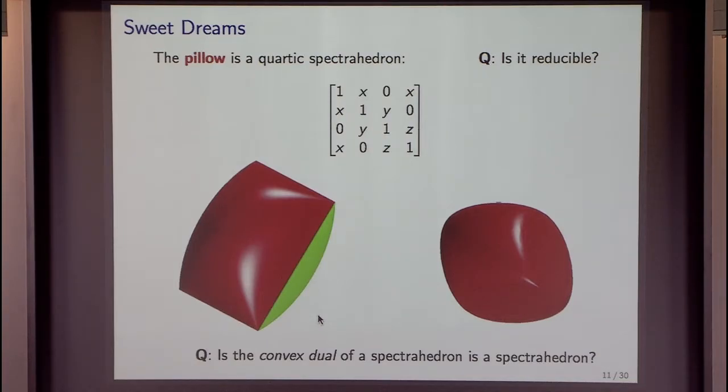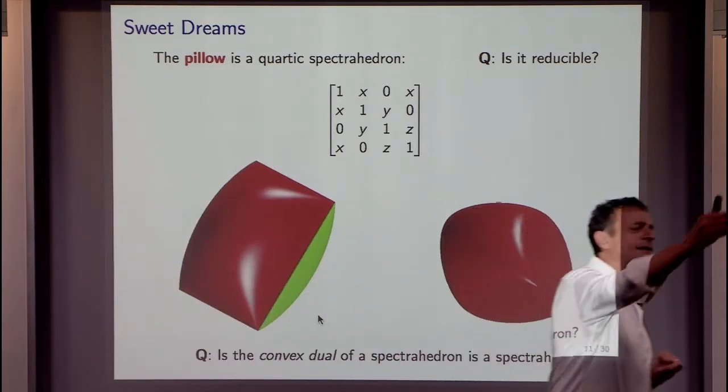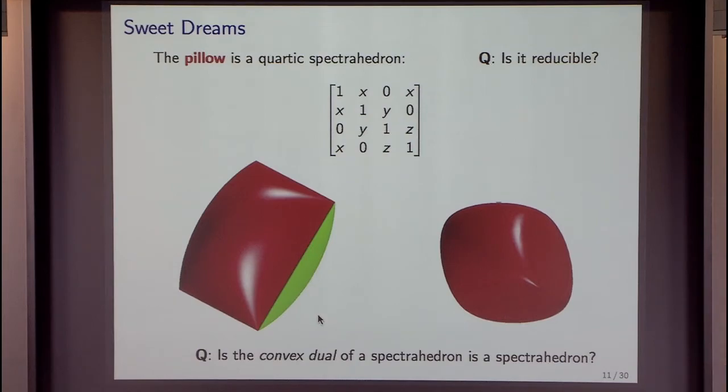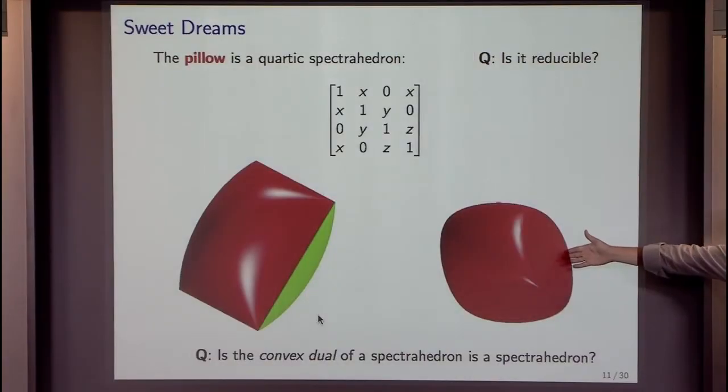Okay, just to make sure the audience is on the same page, I'm going to pick on a volunteer. Rishi, what do you think? Is the convex dual of a spectrahedron again a spectrahedron? Not necessarily. Not necessarily, right? So, exactly. This is the picture. This is actually not a spectrahedron.